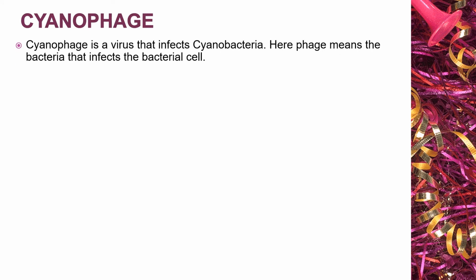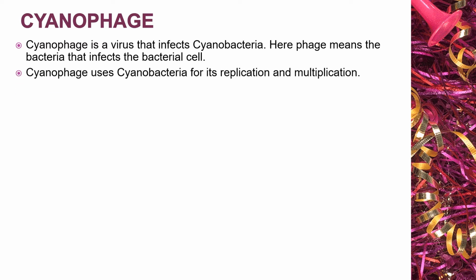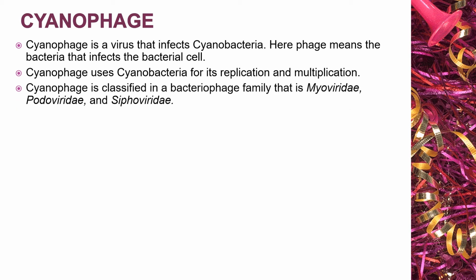Further, let's see cyanophage. Cyanophage is a virus that infects cyanobacteria. Here phage means the virus that infects the bacterial cell. So the virus which infects the bacterial cell is called a phage, and cyanophage is the virus which infects the cyanobacteria. Cyanophage uses cyanobacteria for its replication and multiplication. Cyanophage is classified in the bacteriophage families Myoviridae, Podoviridae and Siphoviridae.